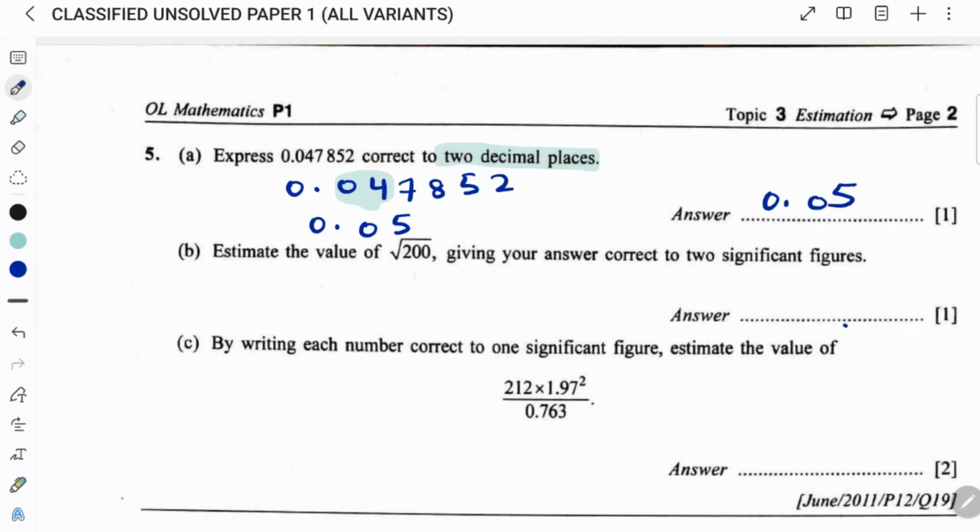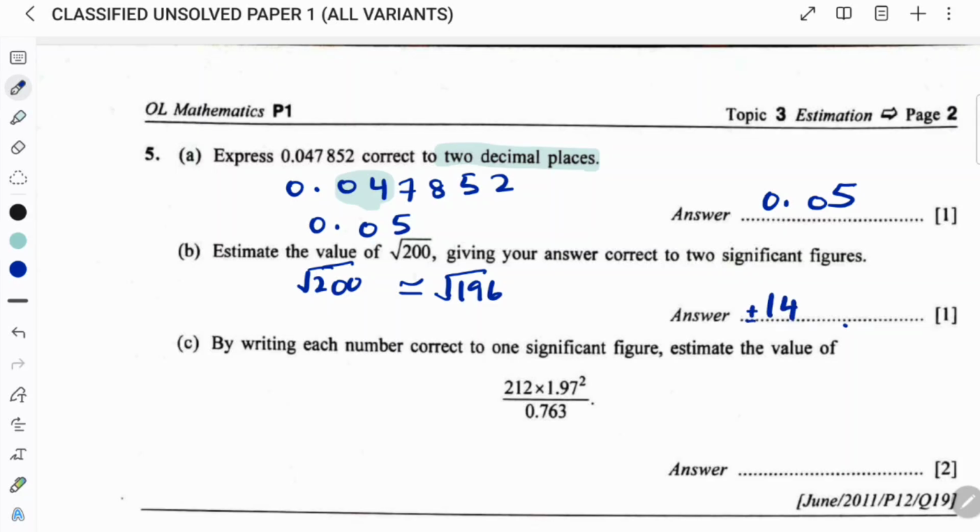Estimate the value of the square root of 200. Square root of 200, we have square root of 196 for 14 and we have square root of 225 for 15. So 196 is closer. In estimation, we can write down 200 as approximately equal to 196 here, and the square root of 196 is 14. We just write down here square root of 196 is plus minus 14. Okay, plus 14 and minus 14 both.